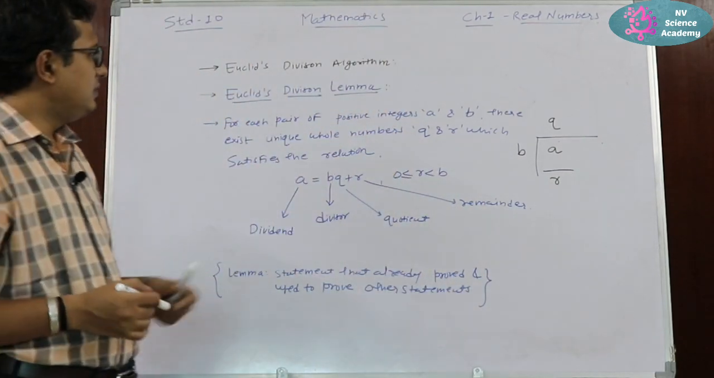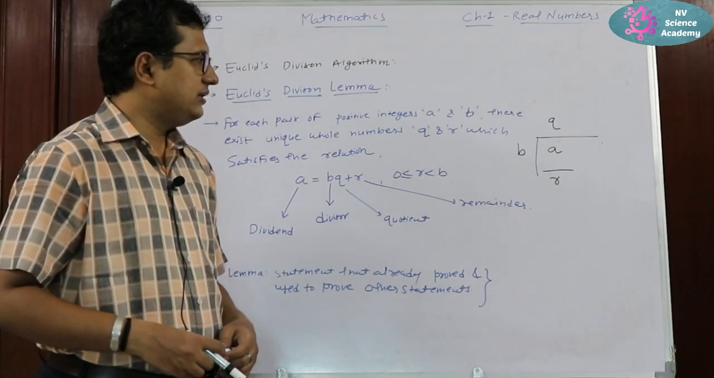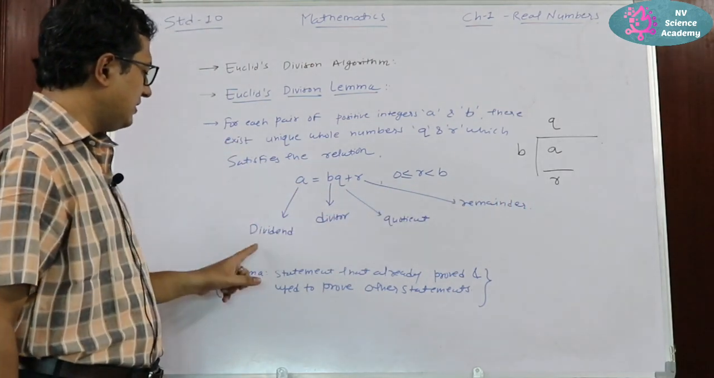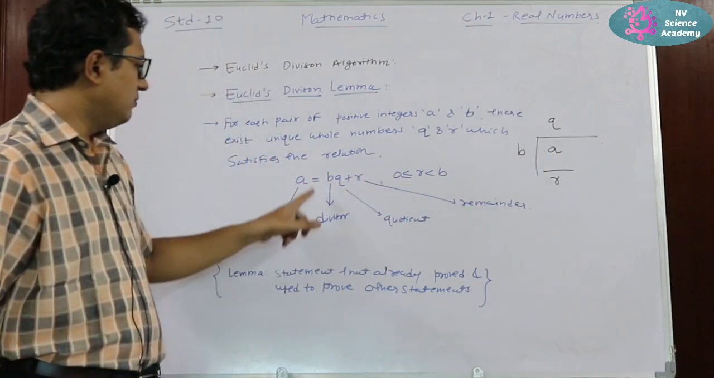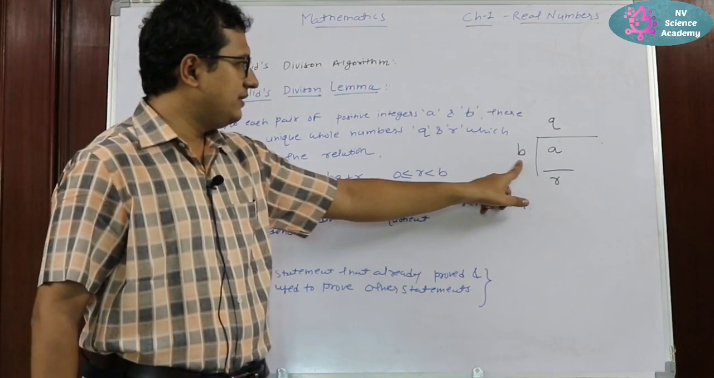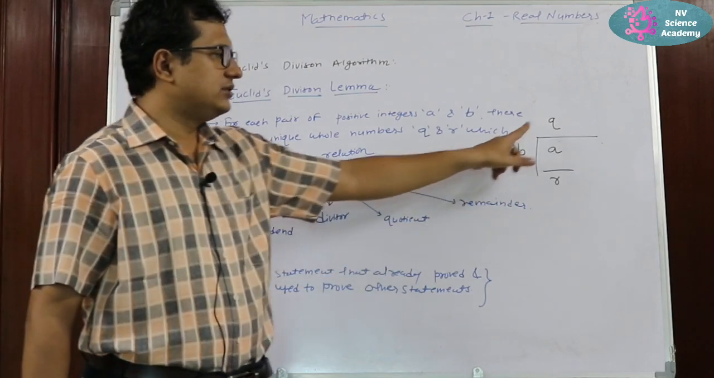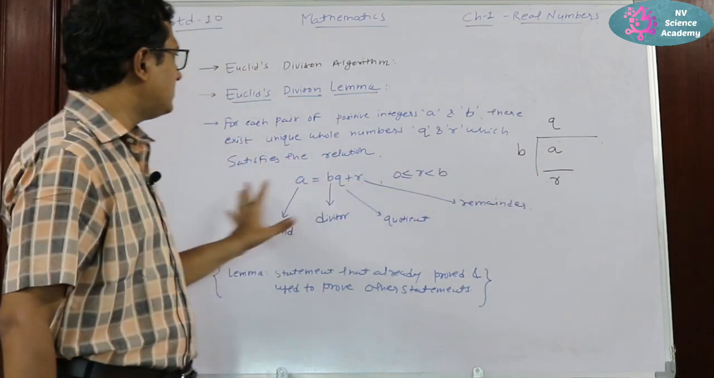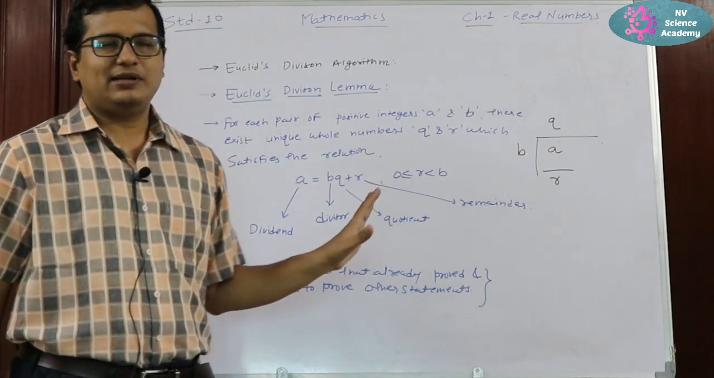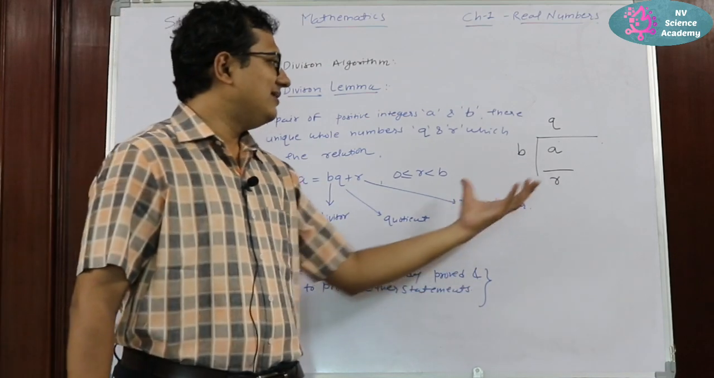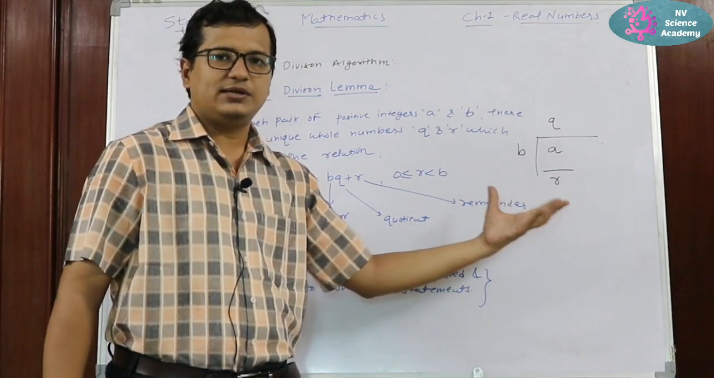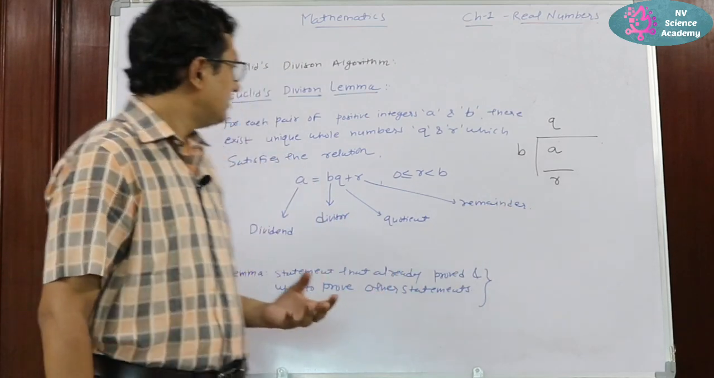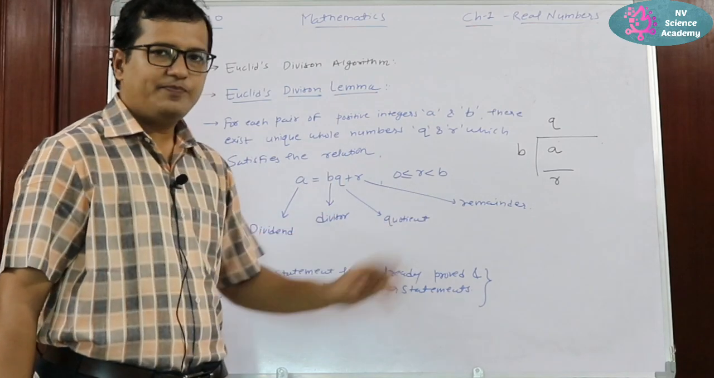I have written the lemma in another format, which is the known format for the division. Here a is the dividend, b is the divisor, q is the quotient, and r is the remainder. So you can understand that this is just a different representation of the division method, nothing else. So this is the Euclid's division lemma.